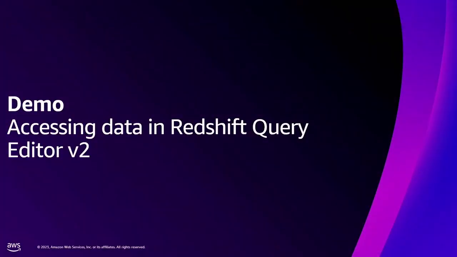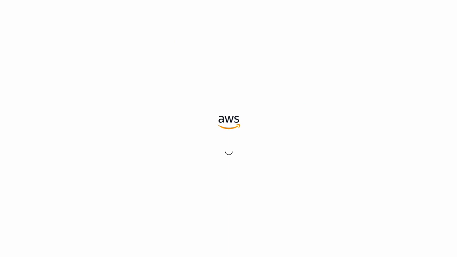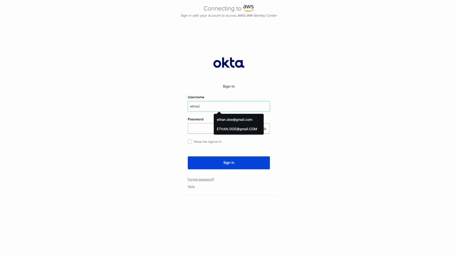We're going to access data in Redshift Query Editor v2. So this time we've got Ethan, and he wants to use Query Editor to run a query. So he's logging into Identity Center, and this time Okta's configured as his identity provider because that's the identity provider that his organization uses. So when he logs into Identity Center, he's putting in his Okta credentials. If he was already logged into Okta, this would seamlessly sign in without putting in a password. We can see we've got Ethan logged in.